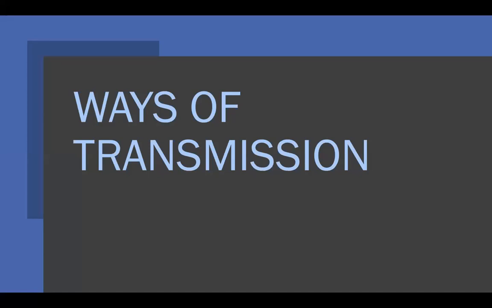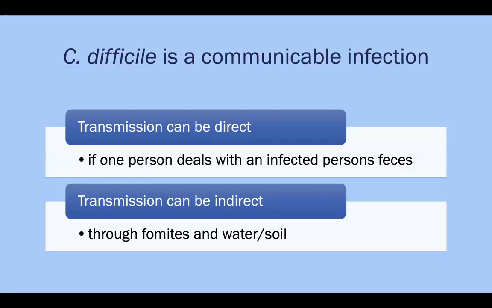Ways of transmission. C. difficile is a communicable infection. Transmission can be direct, so with that, if one person deals with an infected person's feces and such, or it can be indirect through fomites and water or soil.